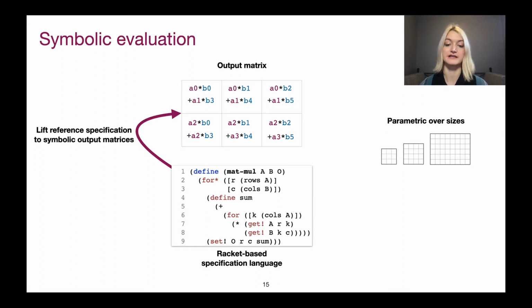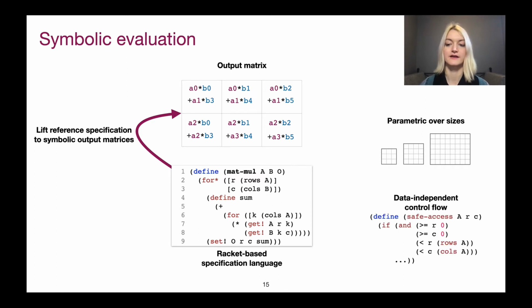These reference implementations or specifications are parametric over size, so you can write them once and instantiate them for many different sizes, and they allow data-independent control flow. So you can have essentially arbitrary Racket control flow as long as it doesn't depend on the specific values of the data. Here we have an example safe access for a 2D convolution that checks that writes are in bounds.